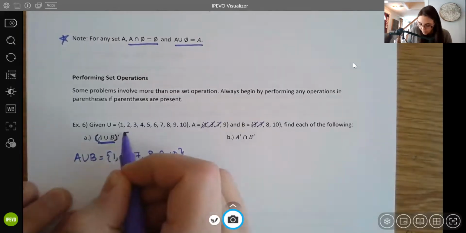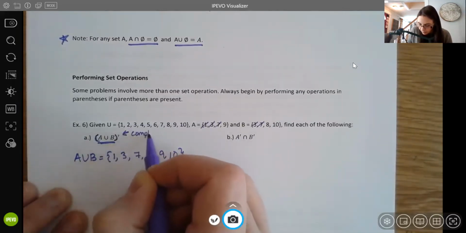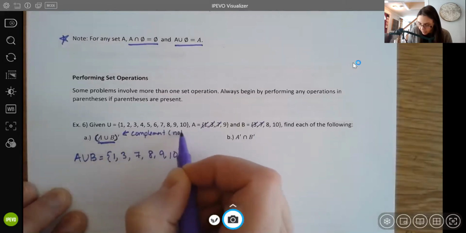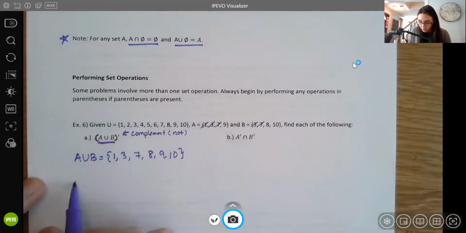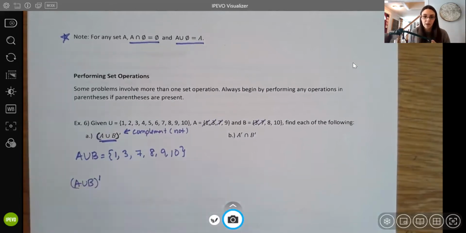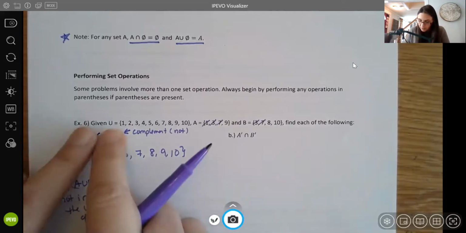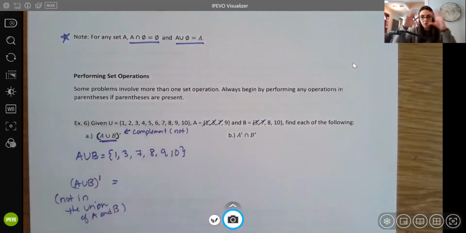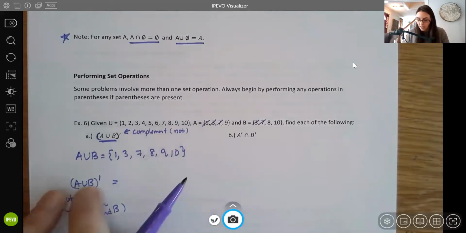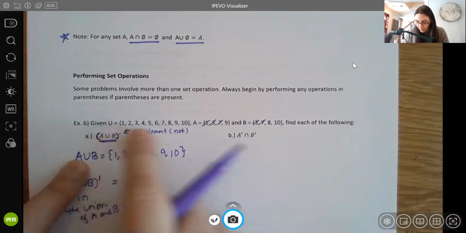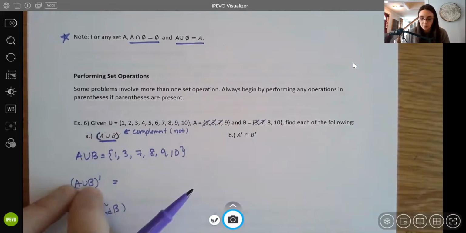Now, this mark here, remember, is the complement, which is like a not idea. So once we have the union, now we want to find the not version of that. So I want the answers that are not the union. Okay. So I go up to my universal set here, right? Because the universal set is your overarching set. It contains everything. And I want the values that are there, but not in the union of A and B.